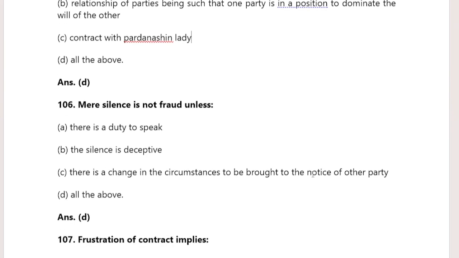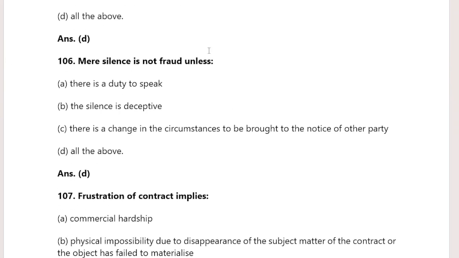And the next question is: mere silence is not fraud unless there is a duty to speak. Silence is deceptive, and there is a change in the circumstances to be brought to the notice of another party. And option D is all of the above. Then the right answer is option D, all of the above.